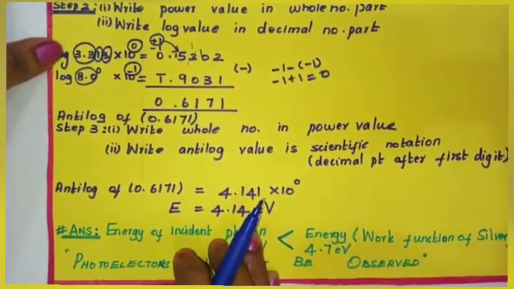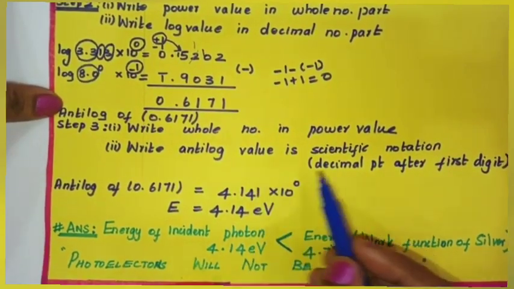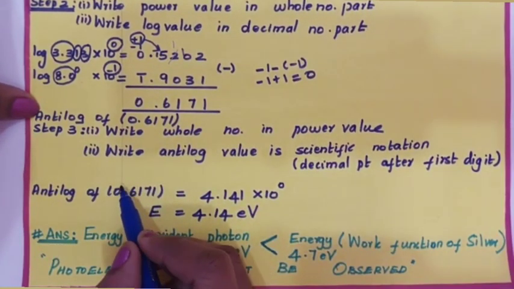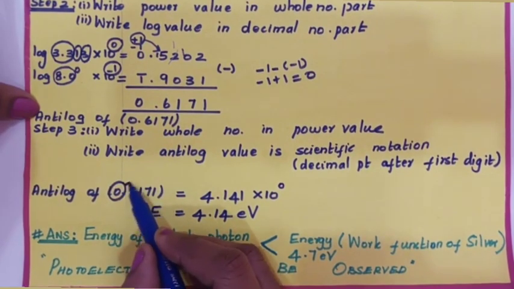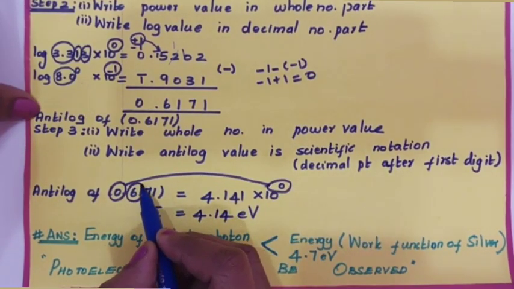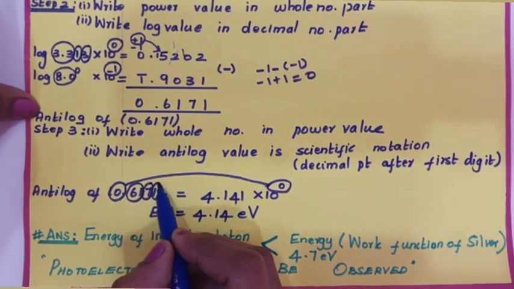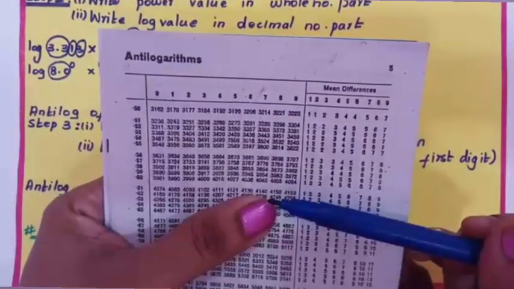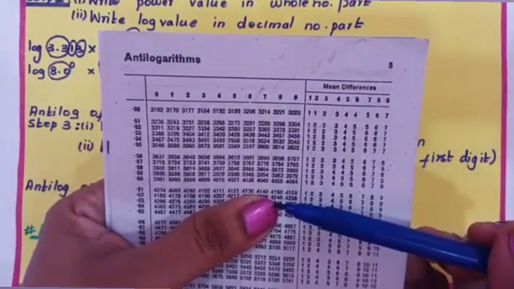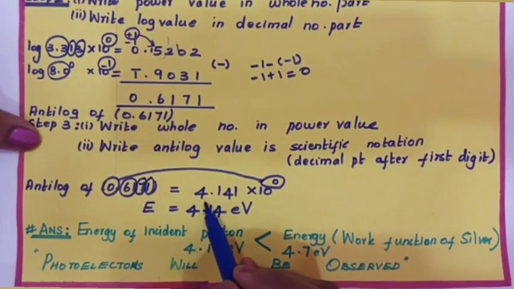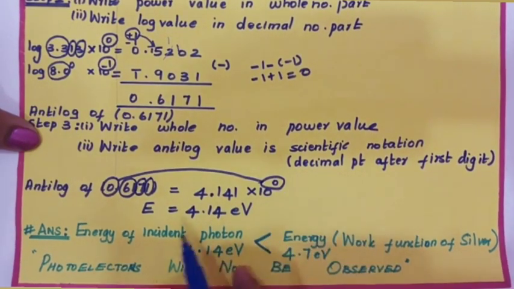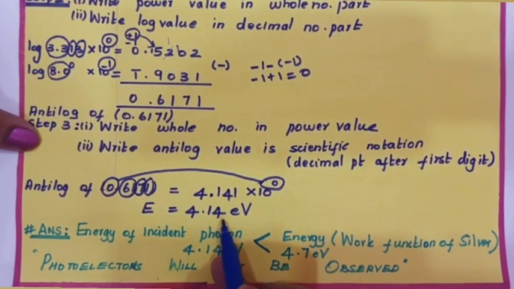Next, we have to find the antilog in step 3. Write the whole number as the power value and write the antilog value in scientific notation. Now for antilog of 0.6171, the whole number is 0, so the power value will be 10 power 0. And find 6 on the margin side, 7 on the top and 1 on the mean difference in the antilog table. The value will be 4140 plus 1, that is 4141. The antilog value must be written in scientific notation, so I have written 4.141 into 10 power 0. And this is E is equal to 4.14 electron volt.